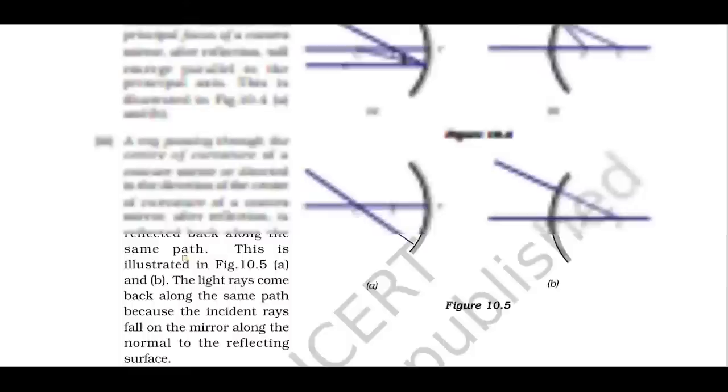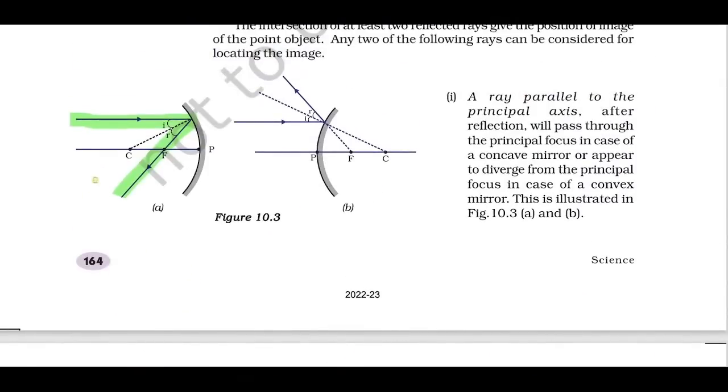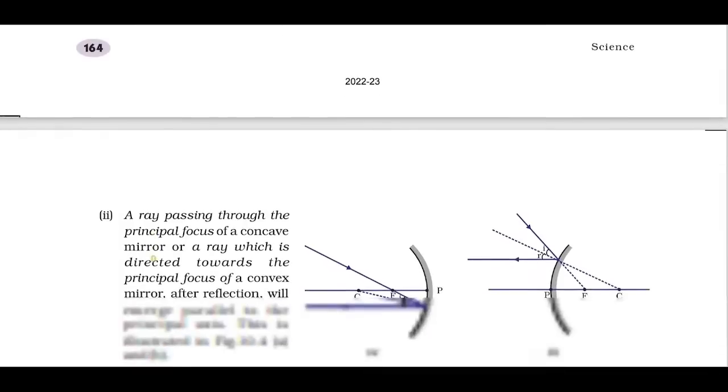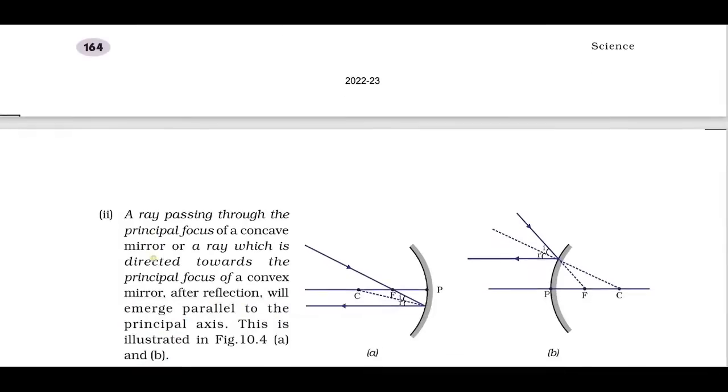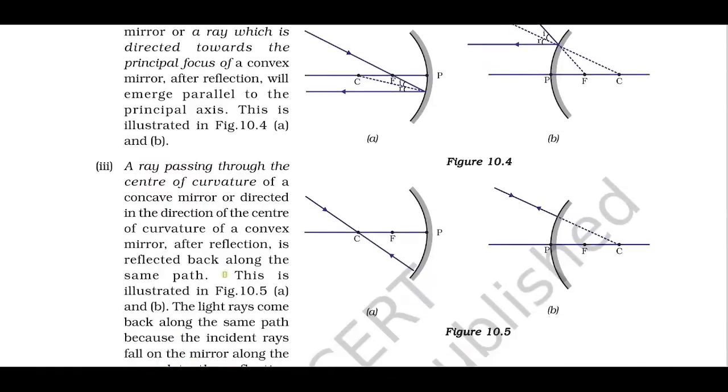What is the first rule? If a ray is parallel to the principal axis, after reflection it passes through the principal focus. If a ray is passing through the principal focus, after reflection it will be parallel. If a ray is passing through the center.